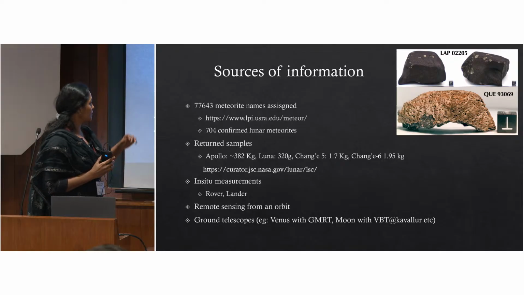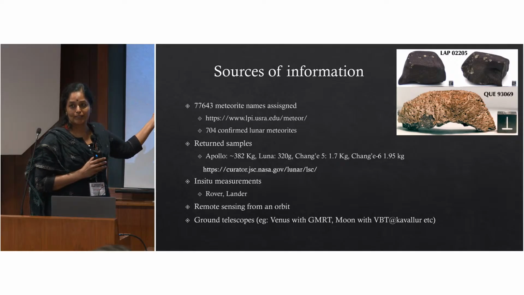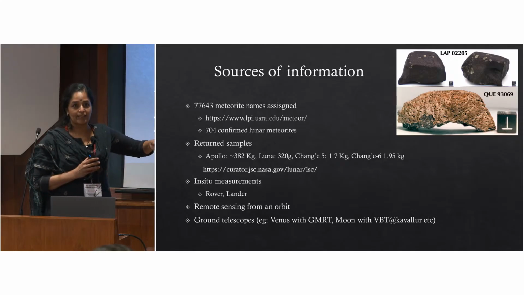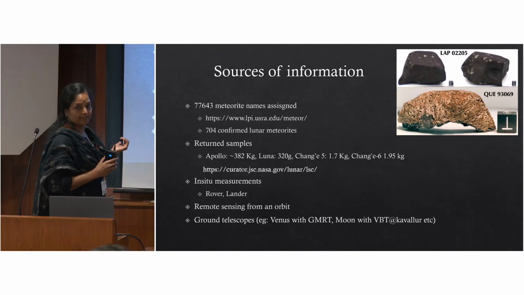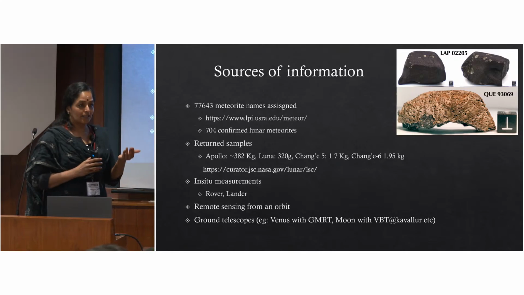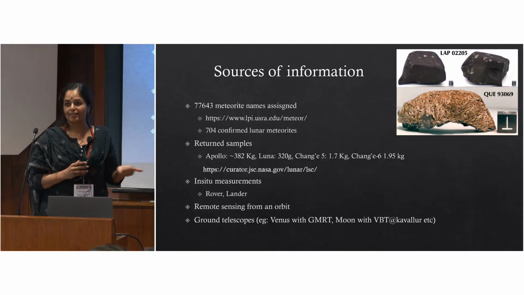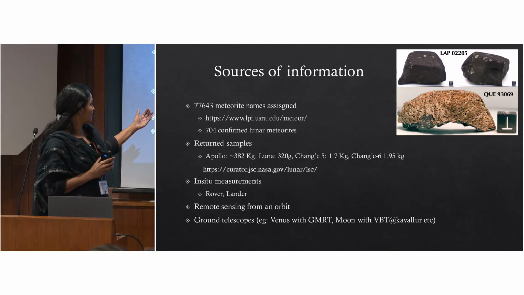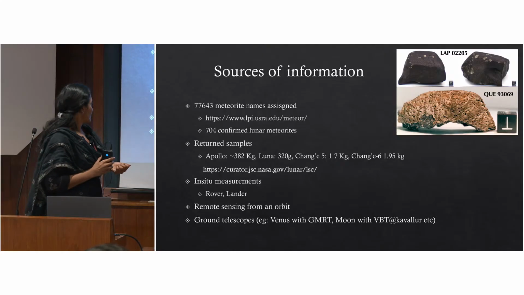In situ measurements, so after meteorites, this is all about missions that either return samples, or the next best thing, if you can't do a sample return, is to do in situ measurements. You have to land, take instruments and do the measurements over there from a lander or a rover, and on Mars we even have a helicopter, right? Remote sensing from an orbit is comparatively easier to do. You can be in a polar orbit so that you can do global mapping.